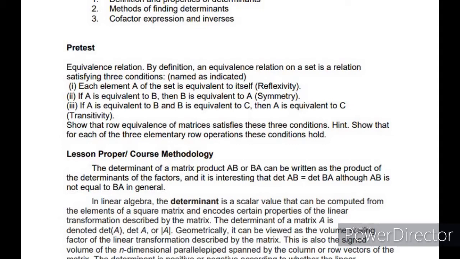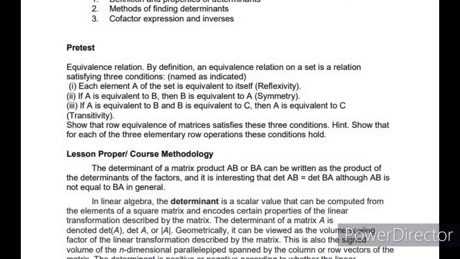So this is about equivalence relation. By definition, an equivalence relation on a set is a relation satisfying three conditions. The first is reflexivity. This is about each element A of the set being equivalent to itself. Next, symmetry means if A is equivalent to B, then B is equivalent to A. And lastly is transitivity. It means that if A is equivalent to B and B is equivalent to C, then A is equivalent to C.